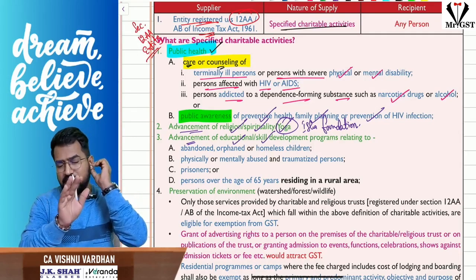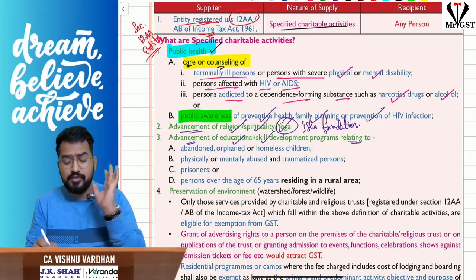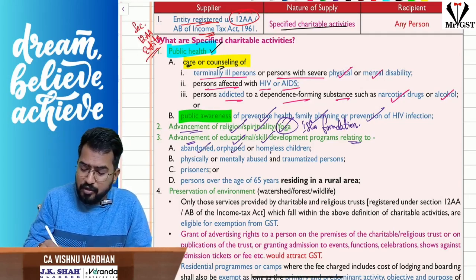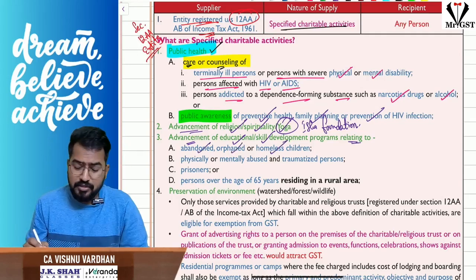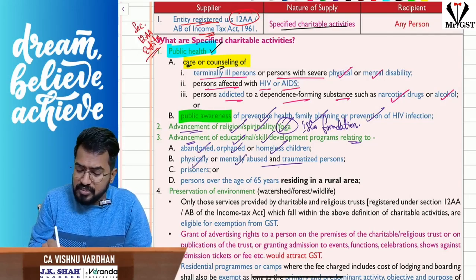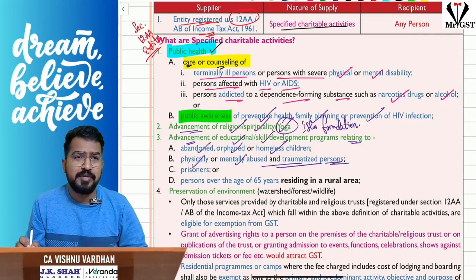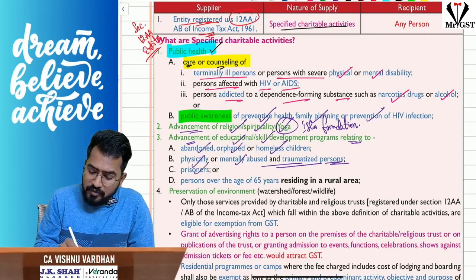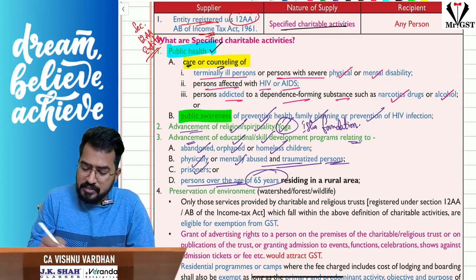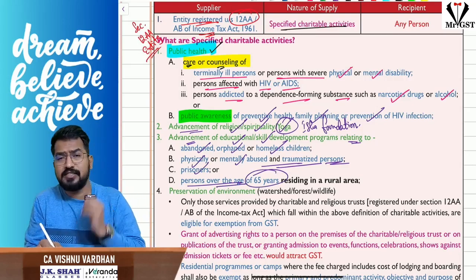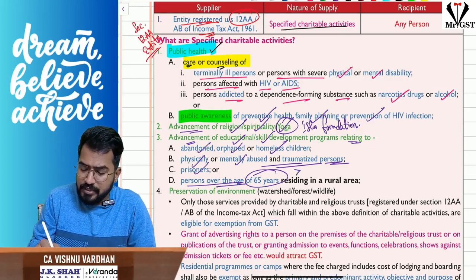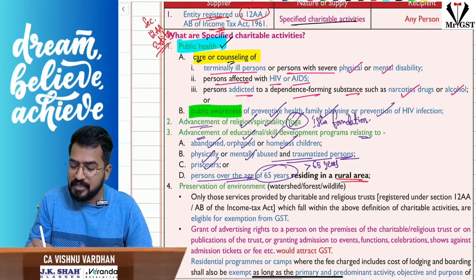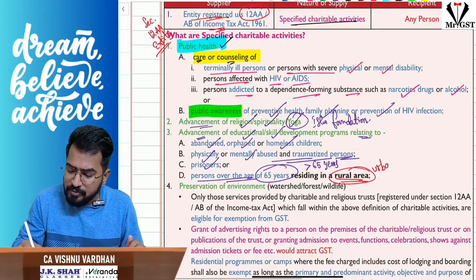Educational or skill development programs here does not mean your CA course; it relates to abandoned, orphaned or homeless children. For them they are providing educational or skill development programs. Or physically or mentally abused and traumatized persons, for those people they are providing these programs. Or even for prisoners or for persons over 65 years. See here, over 65 years means greater than 65 years or less than 65 years? Greater than 65 years. For such people residing in rural area, please understand, that means urban area will be what?